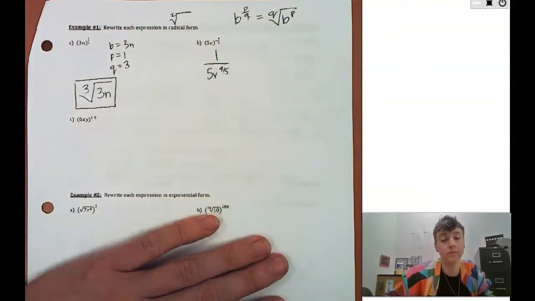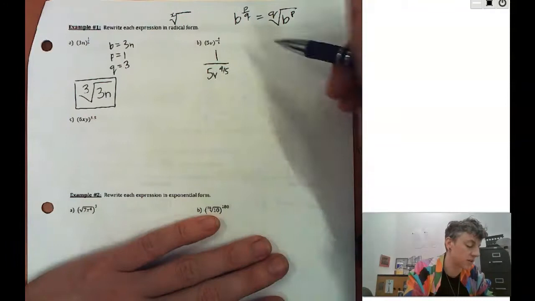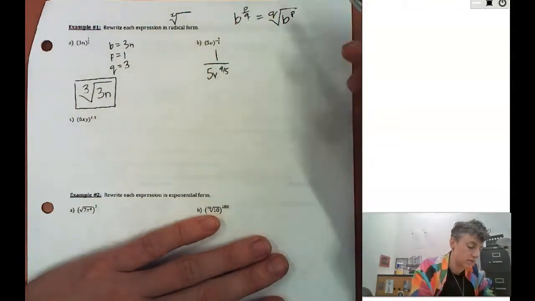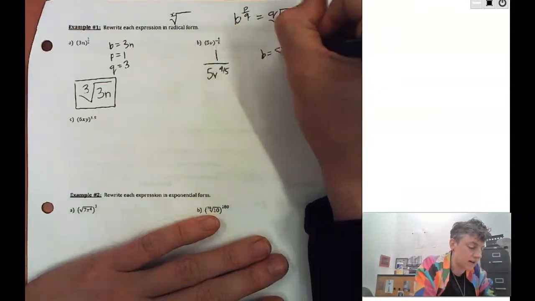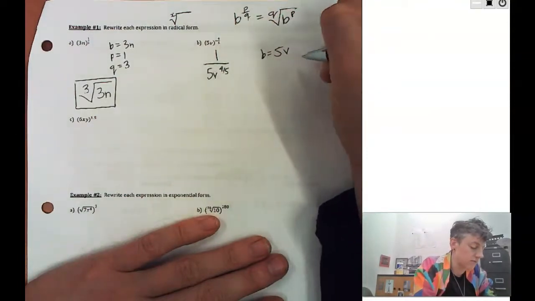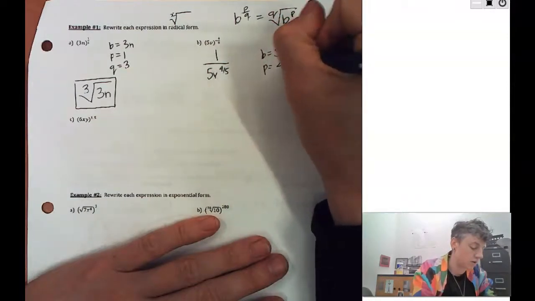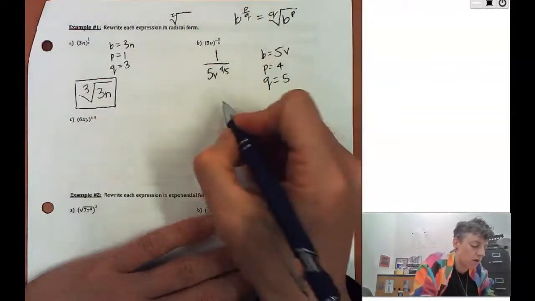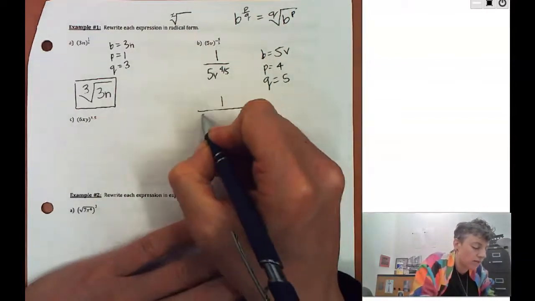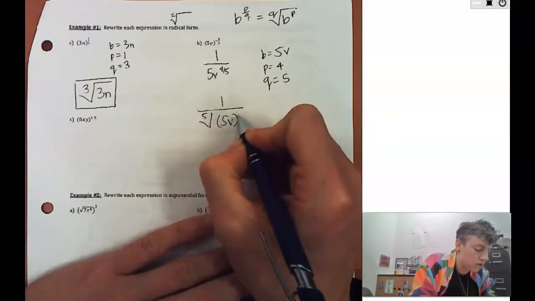There you go. Let's keep evaluating as we have been. We'll have 1 over some stuff. So our b is 5v. Our p, our exponent, is going to be 4, and our q, the index, is going to be 5. So we're going to have 1 over the 5th root of 5v to the 4th.